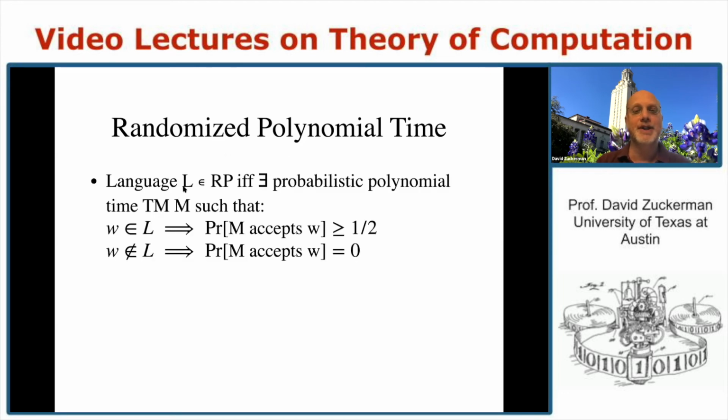We say that a language L is in RP, for randomized polynomial time, if and only if there exists a probabilistic polynomial time Turing machine, which I'll define in a minute. So if and only if there exists a probabilistic polynomial time Turing machine M such that if a string is in the language, the probability that M accepts it is at least a half. And if the string is not in the language, M will never accept it. It accepts it with probability 0.